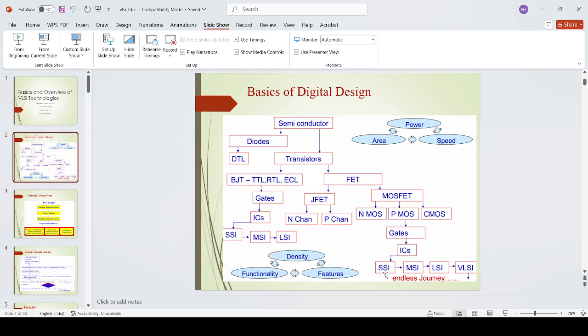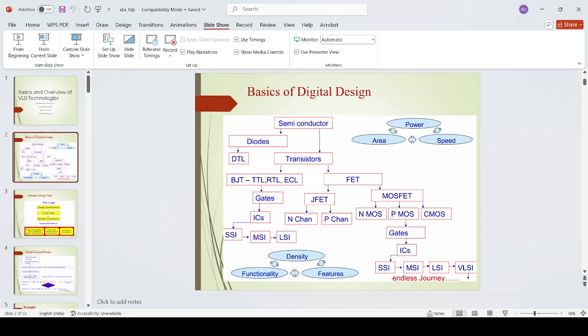Like that, if we use some more transistors, like thousands of transistors, then it is medium scale integration. And if we place more than 10,000 transistors in a single chip, then we call it large scale integration. And after that, if we are using more than millions of transistors in a single chip, then we can call it very large scale integration. And like that, it is an endless journey.